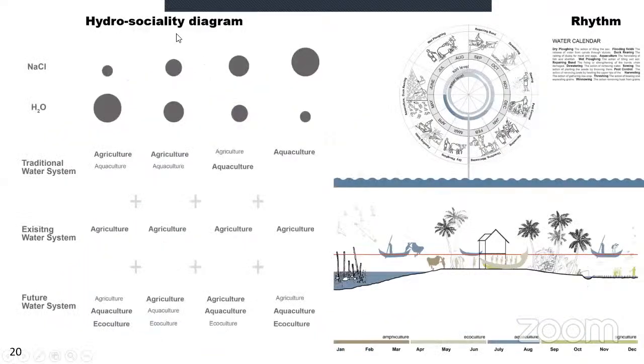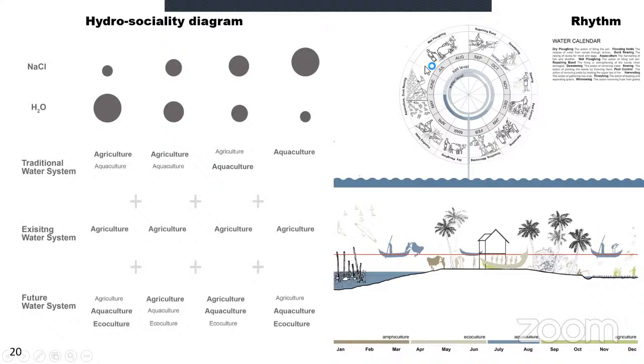So if you look at the hydrosociality diagram from the traditional water system, as the content of salt increased when the content of water was less, you could see a gradation from agriculture to a combination of agriculture and aquaculture. And when the salt content was high, they practiced aquaculture. But in the existing system, after the construction of the salt barrier, this became a mono-functional agricultural landscape. So we don't need to romanticize the past traditional system, but in the future, the system could resonate with this kind of ecological dynamic, and at the same time have something like eco-culture, eco-tourism, and space for conservation as well. And having looked at this relationship between salt, water, and cultural practice, I looked at the rhythm of this relationship.